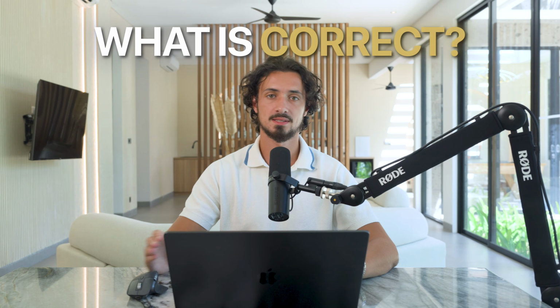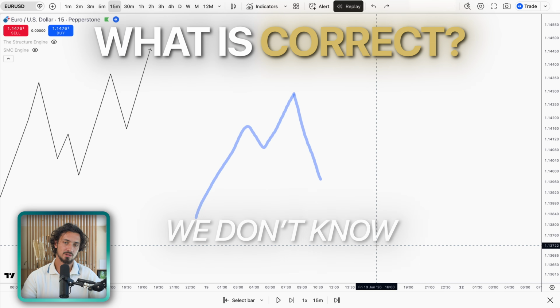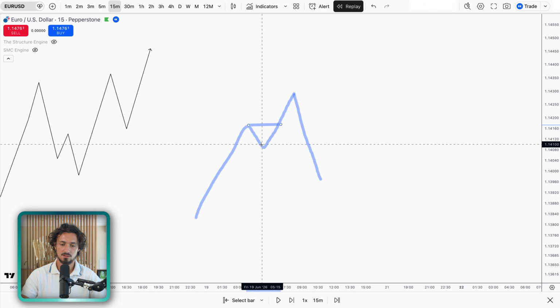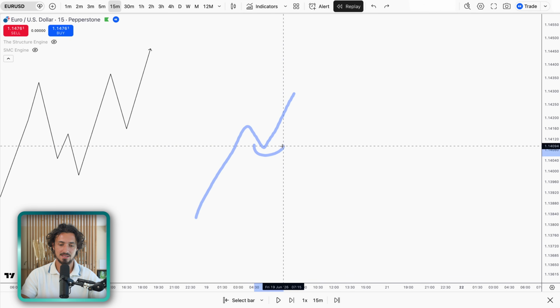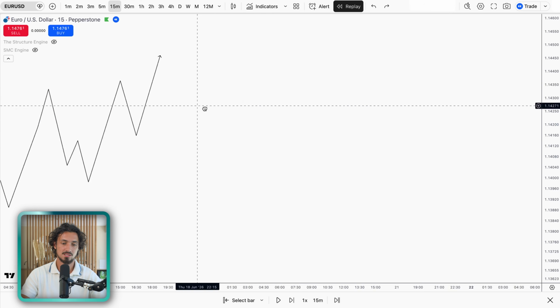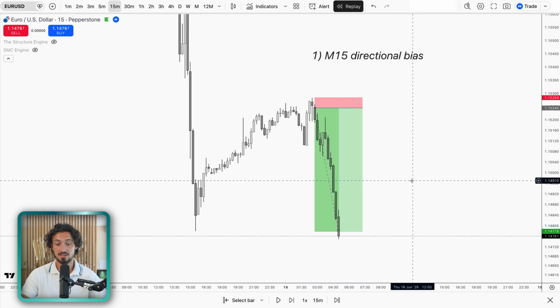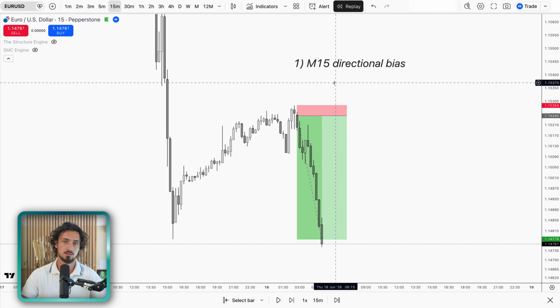Now, which one of them is correct? The answer is, we don't know. It depends on their data. And for the most part, almost nobody has data to tell them whether this is a low and this is a high or not. But that is something that I have built into an indicator that does this for me.